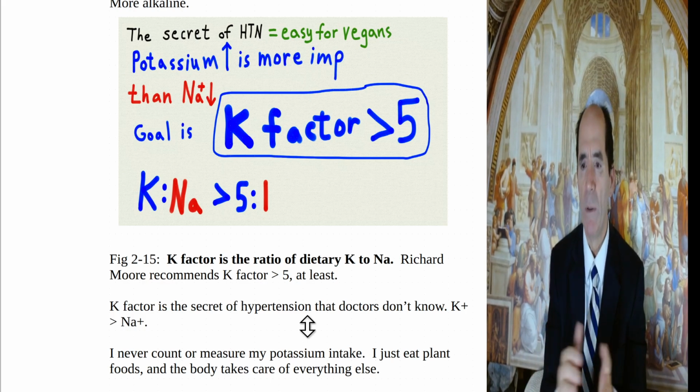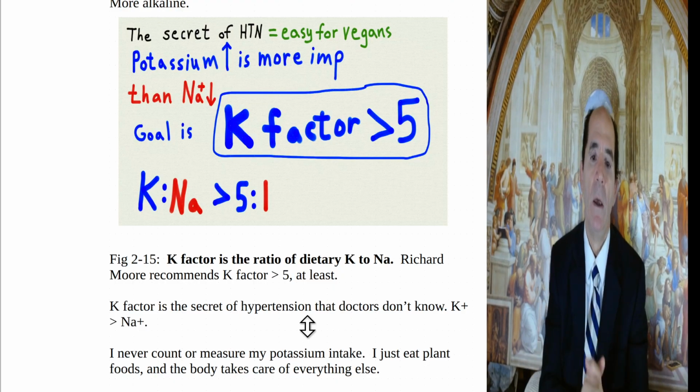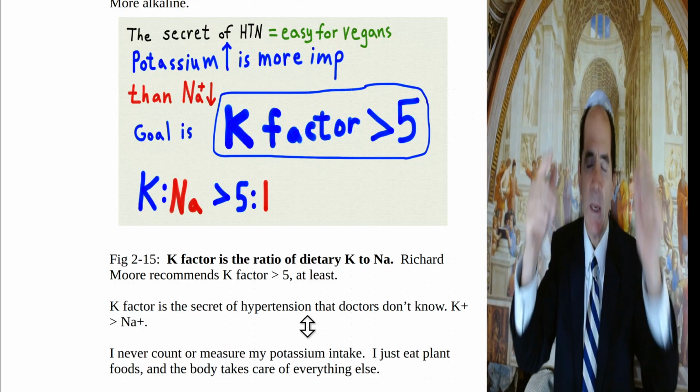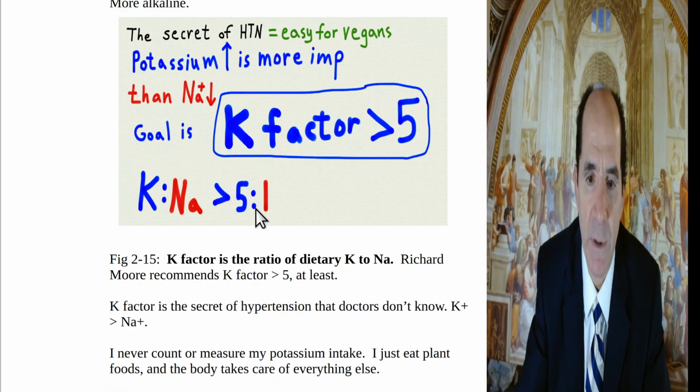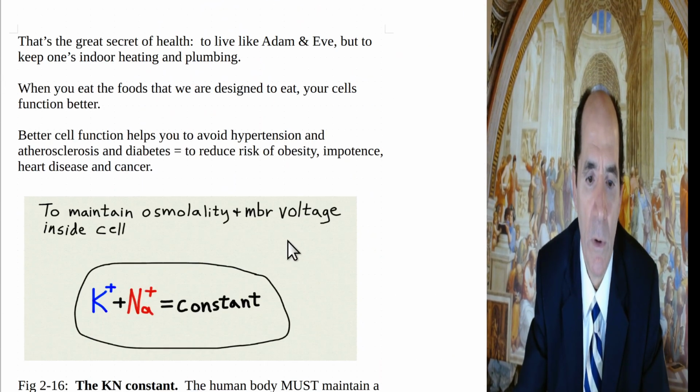Meat's about 4 to 1. So meat is bad, but it's not super bad. Processed foods are really bad. Fruits tend to be really high. I think I might have a diagram of it. Let's see. Or a chart of it.